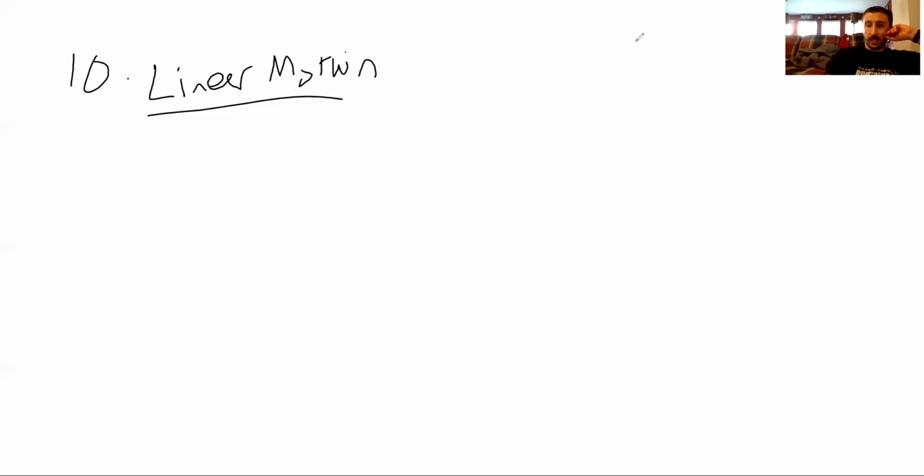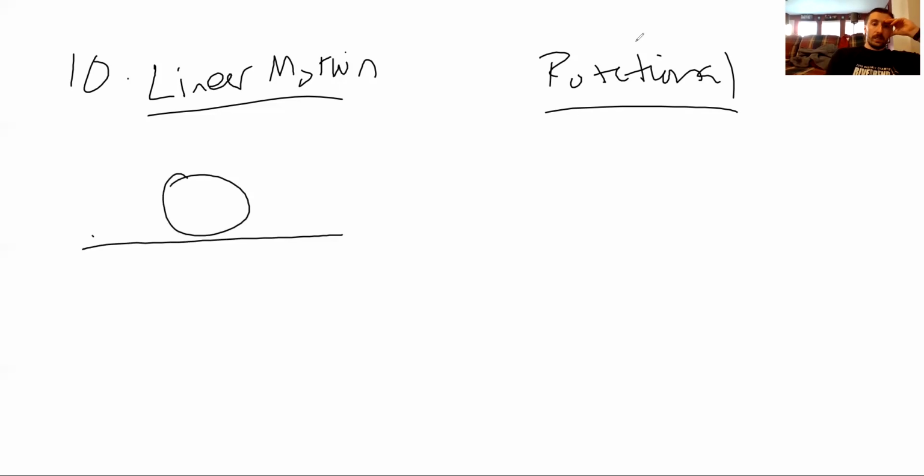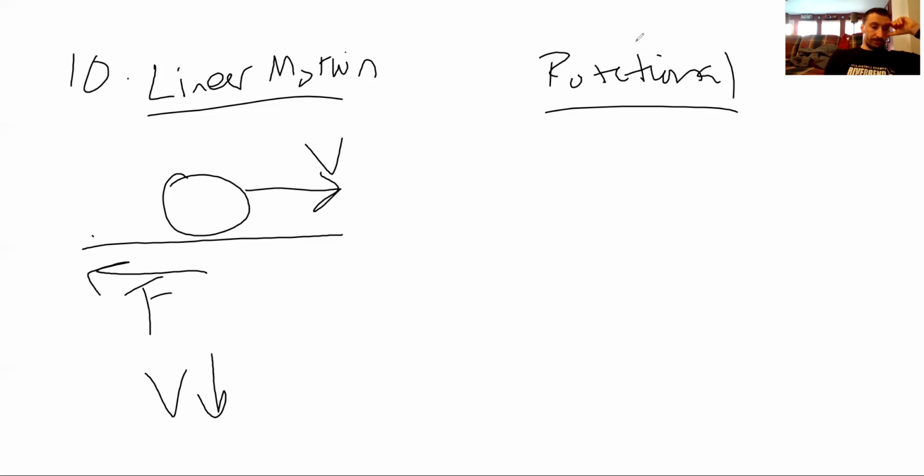velocity, and then let's look at rotational. So I have a ball here. Its velocity is this way. If the velocity is that way, we know that friction always has to draw opposite. So this is going to decrease velocity.